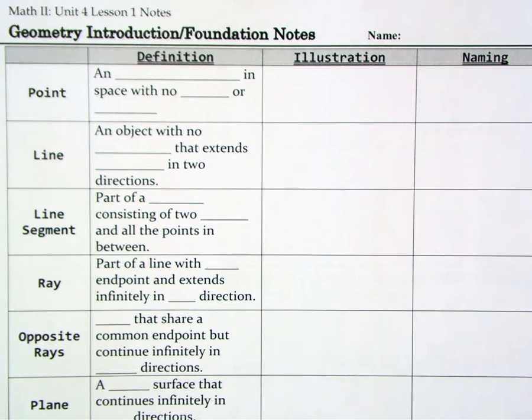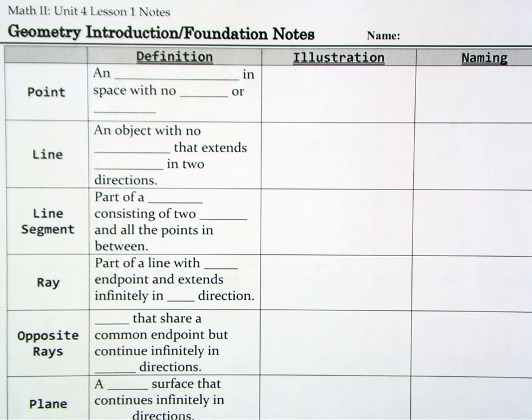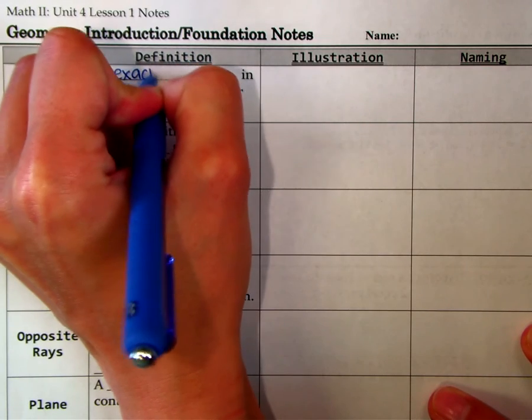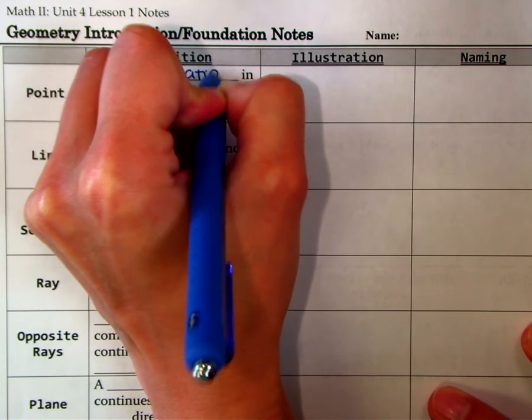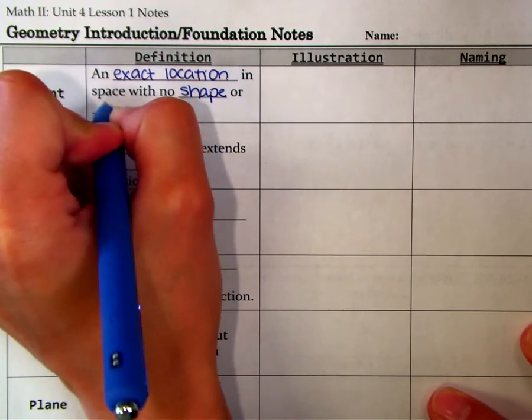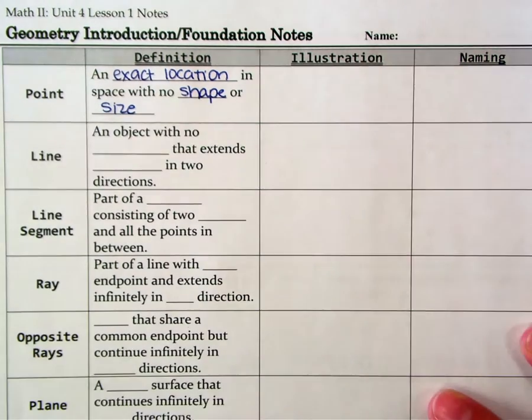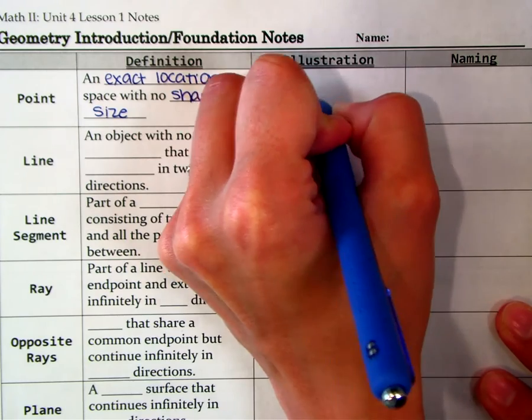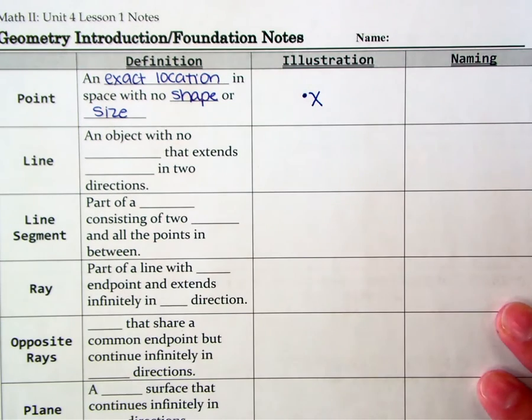So we're going to look at geometry, and the first thing in geometry that we need to do is define some vocabulary. The very most central part of geometry is a point, and that is an exact location in space somewhere with no shape or size. So it could be really big, it could be really small. We usually see it as a dot, and we label it with a capital letter.